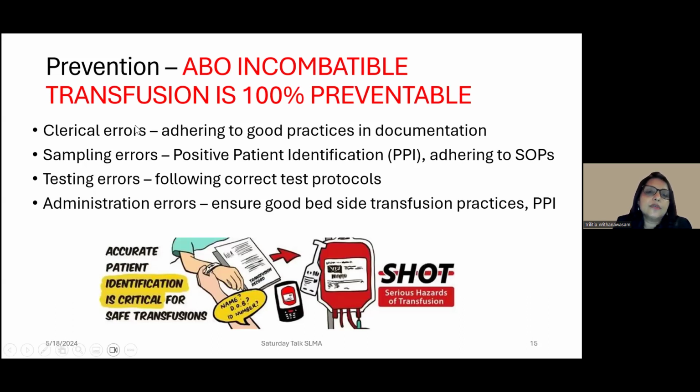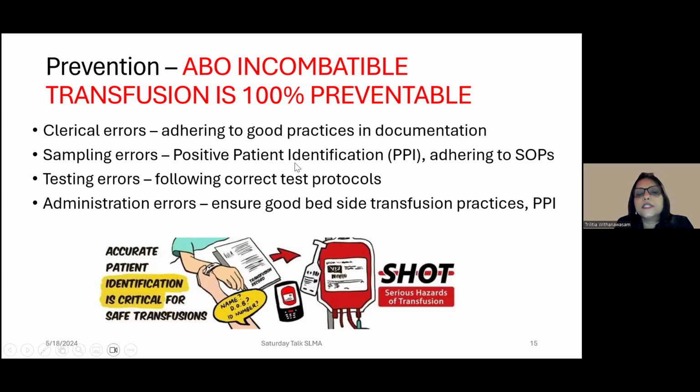The clerical errors, if we can just improve our practices in documentation, patient identification, at the prescription, at the requesting, at the sampling, when we are doing the blood bank testing, as well as at the bedside when we are administering the product. So sample errors are leading to incompatible transfusion, because you have taken a sample from some other patient where we can't identify, because blood is the same in all the patients. So if you put a wrong label on the tube, nobody can identify. It may lead to incompatible transfusion. At the time of the reaction only, we may investigate and find out.